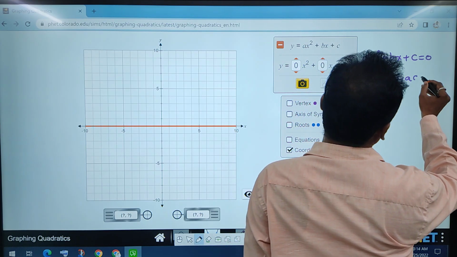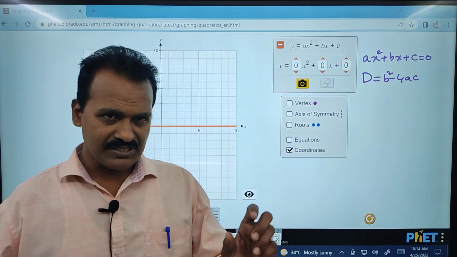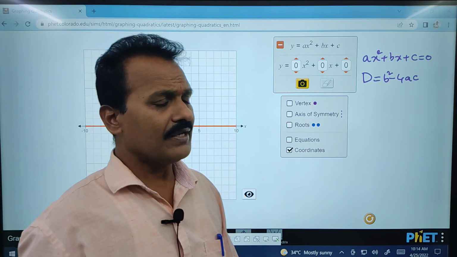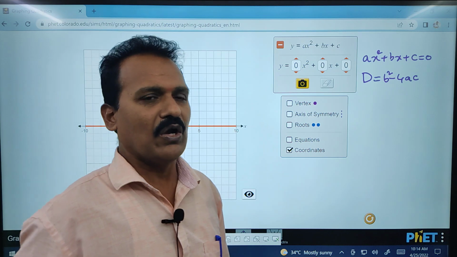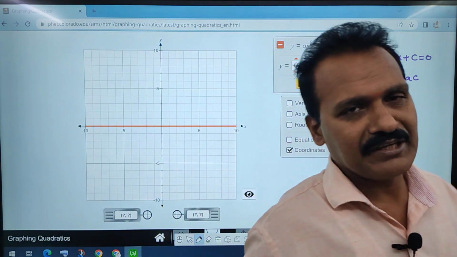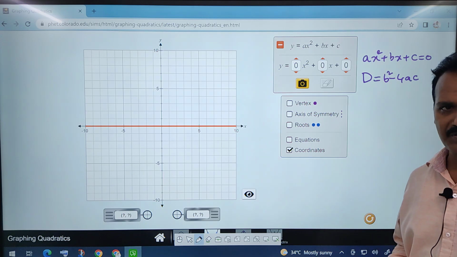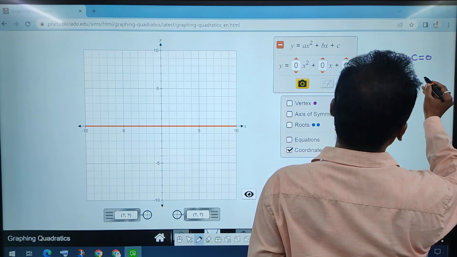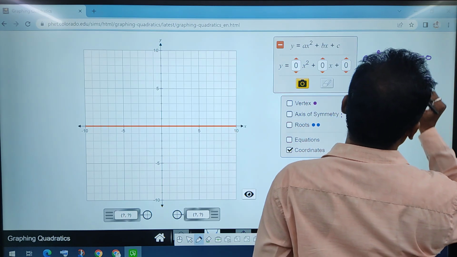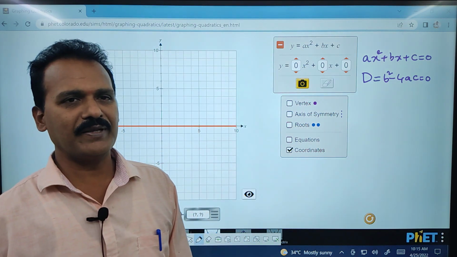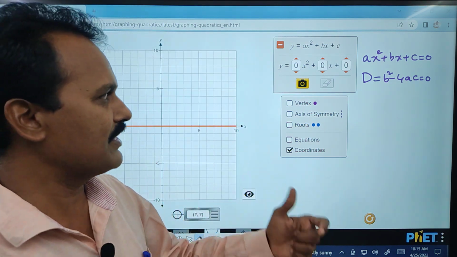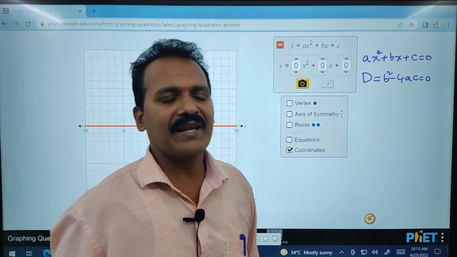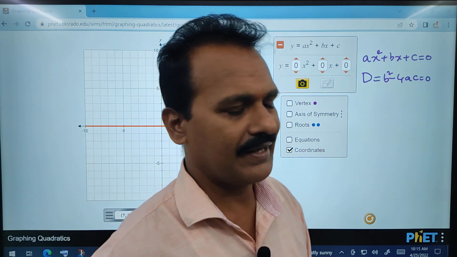By using the value of b² - 4ac, we can say how the roots will be for the given equation. According to b² - 4ac, we can divide equations into three types. First, if the value of b² - 4ac equals 0, then the roots are real and equal.